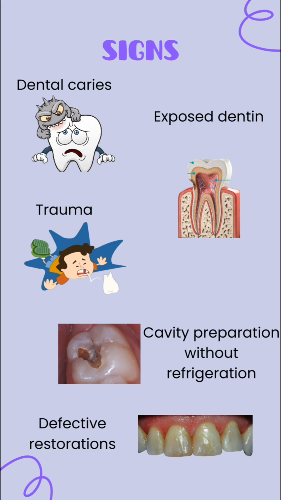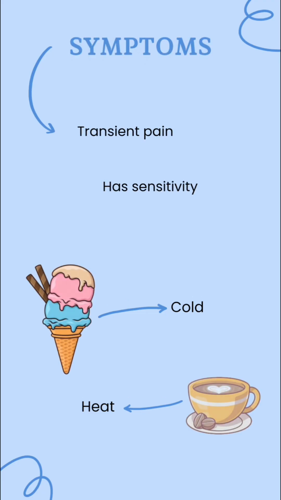We have to know the symptoms. It's important to consider that a reversible pulpitis will have a pain that is transient. It can be sensitivity to cold and to heat. It is very important to know the symptoms of a reversible pulpitis because they are different from those of an irreversible pulpitis.